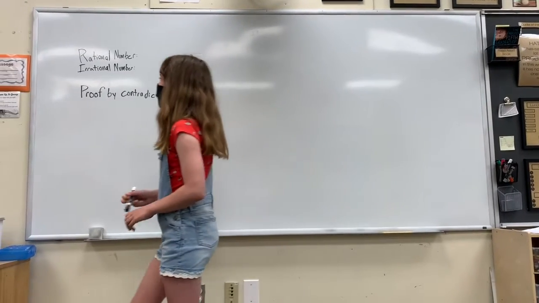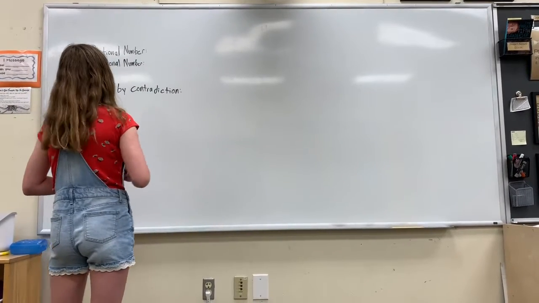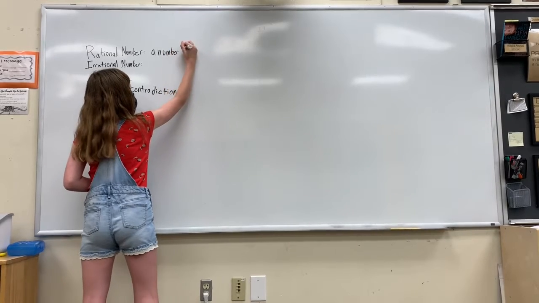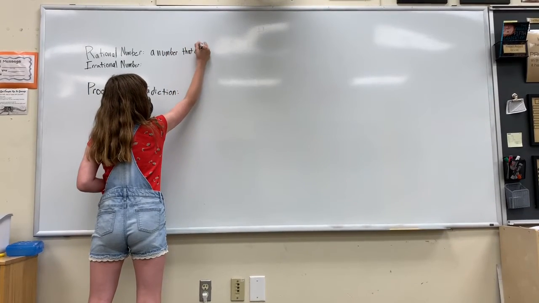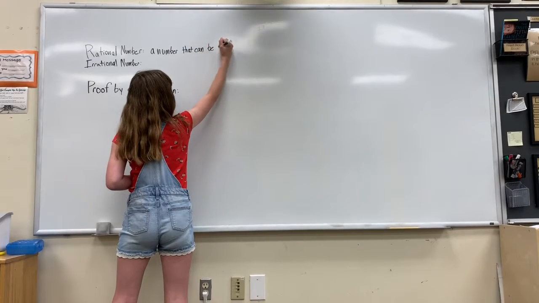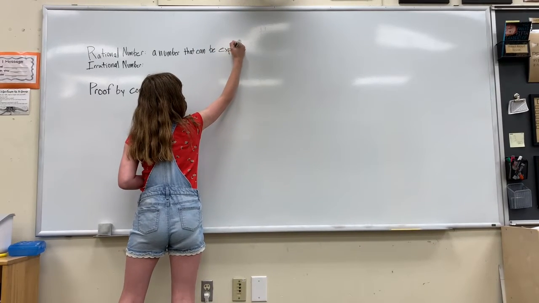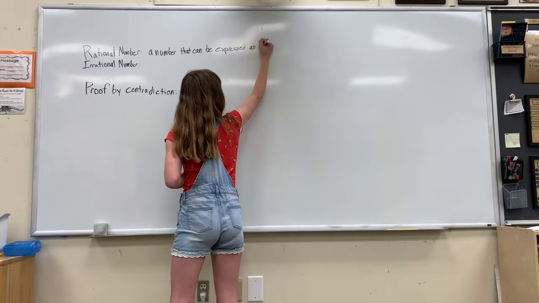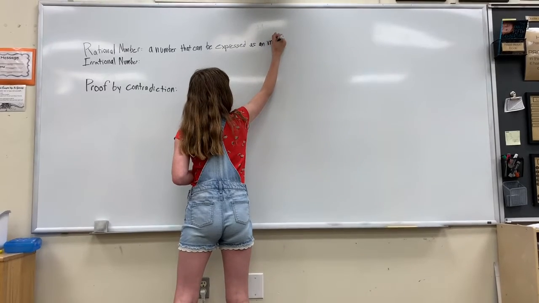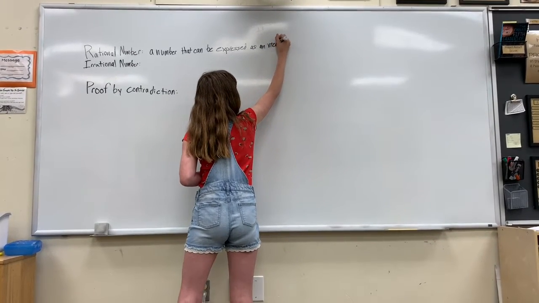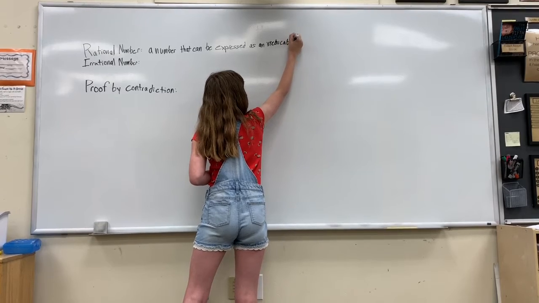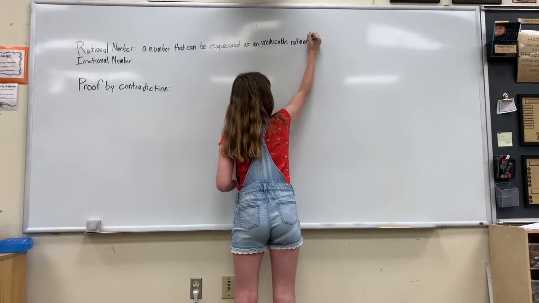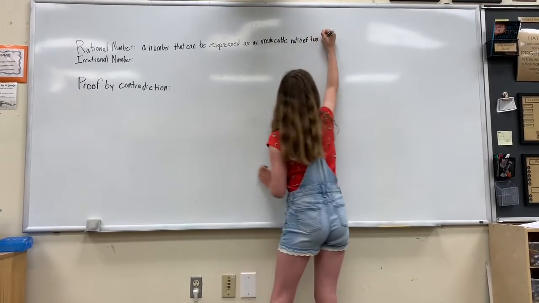Today I'm explaining how to prove that the square root of 2 is an irrational number. So, a rational number is a number that can be expressed as an irreducible ratio of 2 integers.